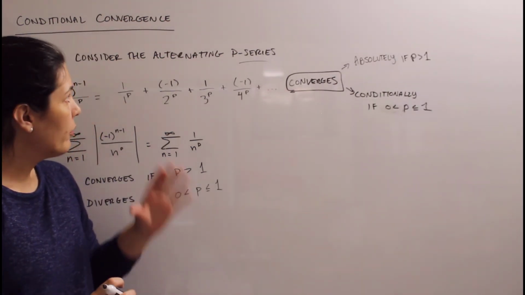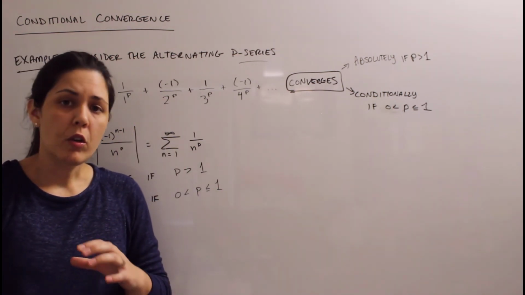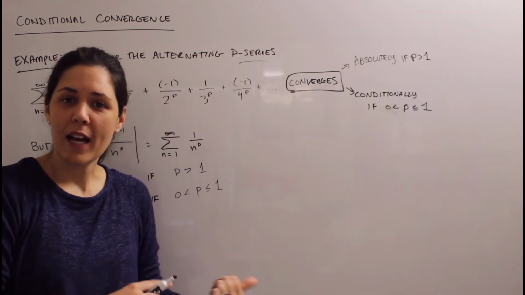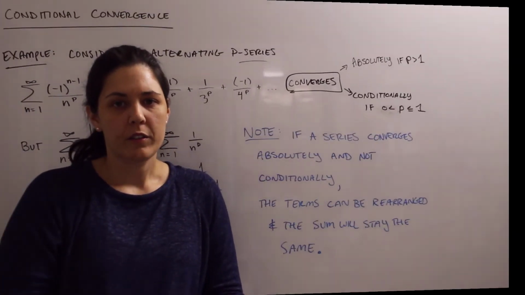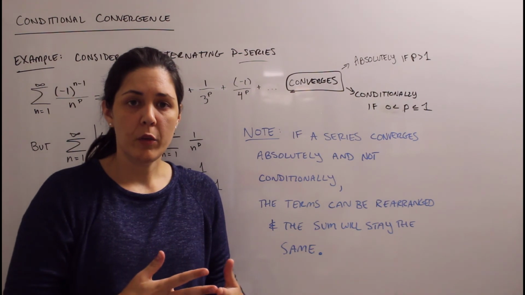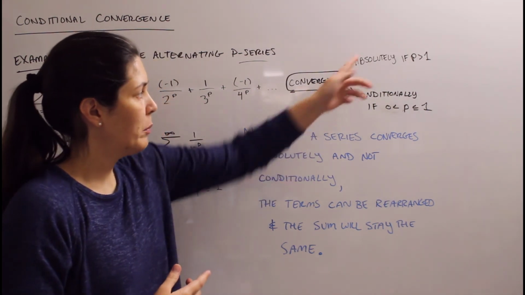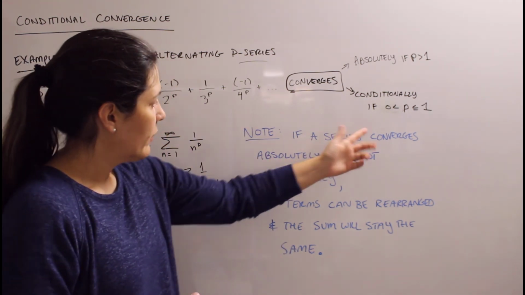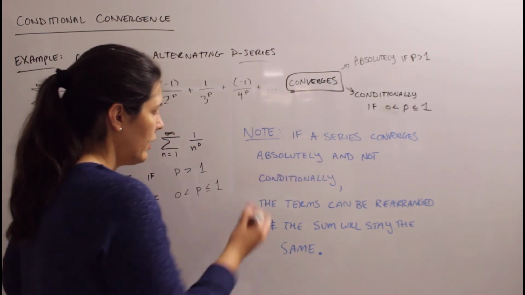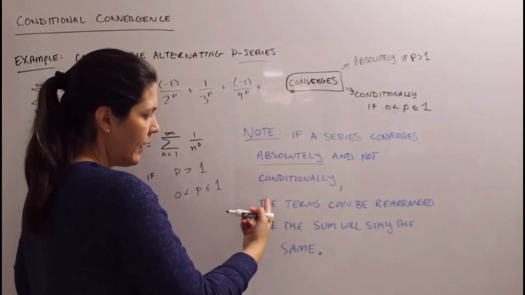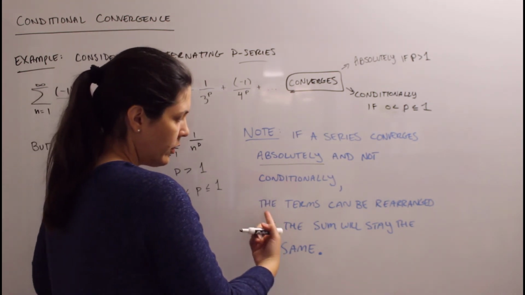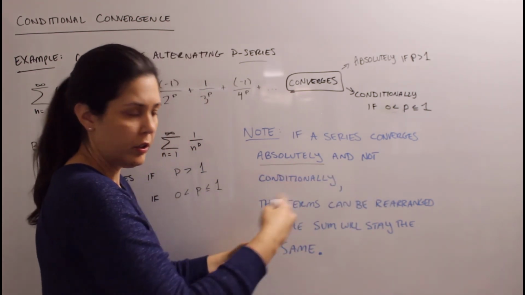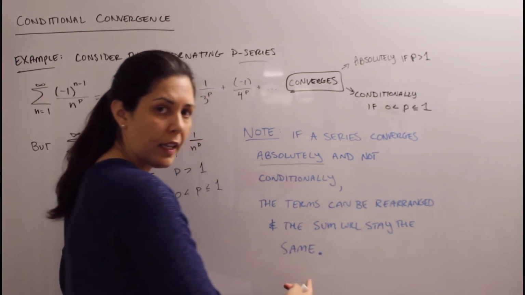Last part for this idea of conditional convergence or absolute convergence. Why we care about it is because of the fact that I'm going to give you right now. One consequence of knowing whether a series converges absolutely or conditionally is this fact here. If a series converges absolutely and not conditionally, then what you can do is rearrange the terms. So the terms can be rearranged, you can reorder the terms, and the sum will stay the same.